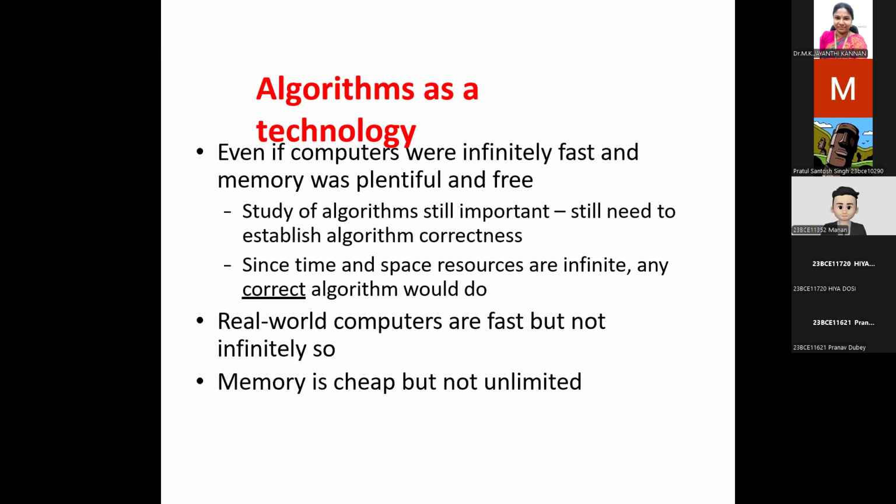How can we make use of algorithms as a technology to find the solution? Even if computers were infinitely fast and memory was plentiful and free, creating programs which occupy very little memory space is an efficient programming technique. So the study of algorithms is still important, and we still need to establish algorithm correctness. If time and space resources were infinite, any correct algorithm would do. Real-world computers are fast but not infinitely fast. Memory is cheap but not unlimited.